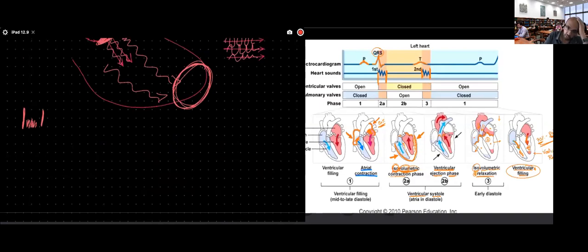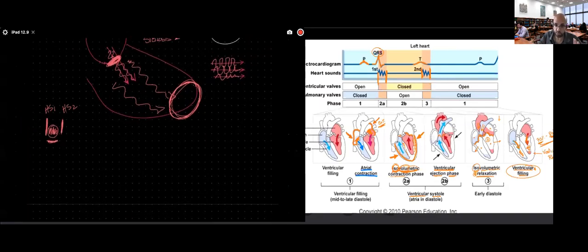When is this taking place? Lub, first heart sound, sh, dub, second heart sound. So this is taking place during ventricular contraction or during ventricular relaxation? What do you think? Lub, sh, dub, lub, sh, dub. So this is during ventricular contraction or relaxation here. Contraction, all right?